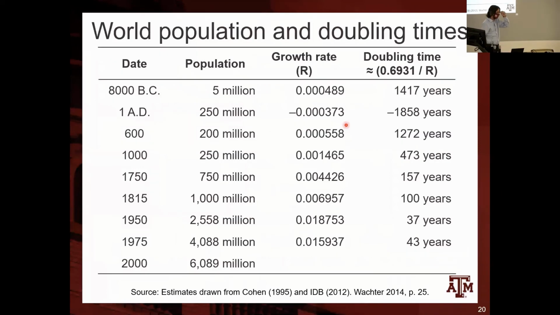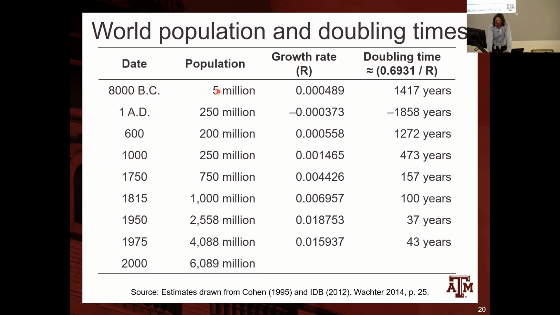Example, a historical example here. This is the population in the world estimated in 8,000 BC, 5 million people, and in 1 AD, 250 million people, and then increasing over time. Based on that formula, the first formula from the previous slide, we can calculate this growth rate here. How did I calculate this growth rate here? The 5 million, if I'm talking about 8,000 BC to 1 AD.